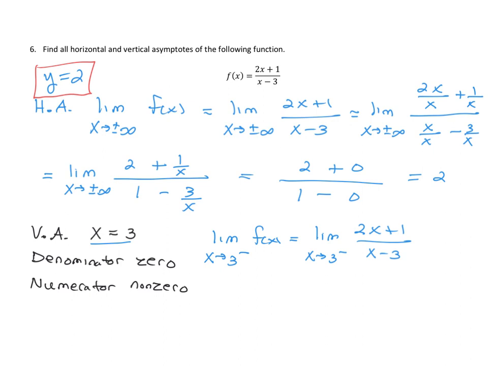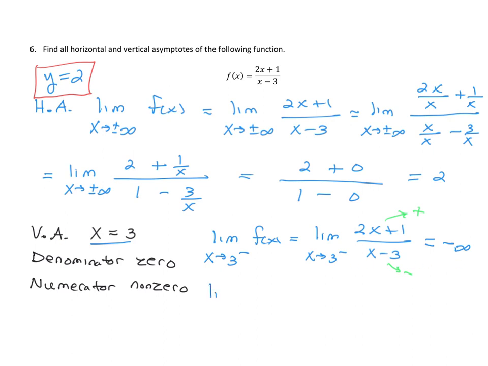Now, as you approach 3 from the left, your numerator is going to give you positive numbers, and your denominator is going to give you negative numbers. And therefore, it's going to infinity, but specifically negative infinity. That's enough to say that here, at 3, there's a vertical asymptote.